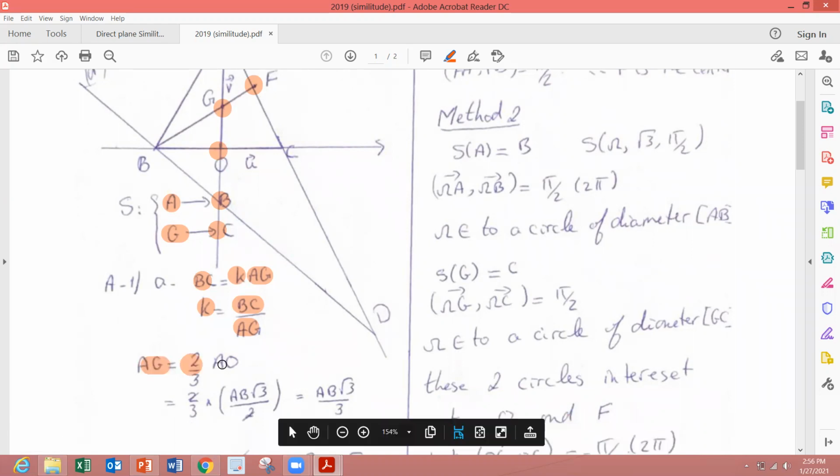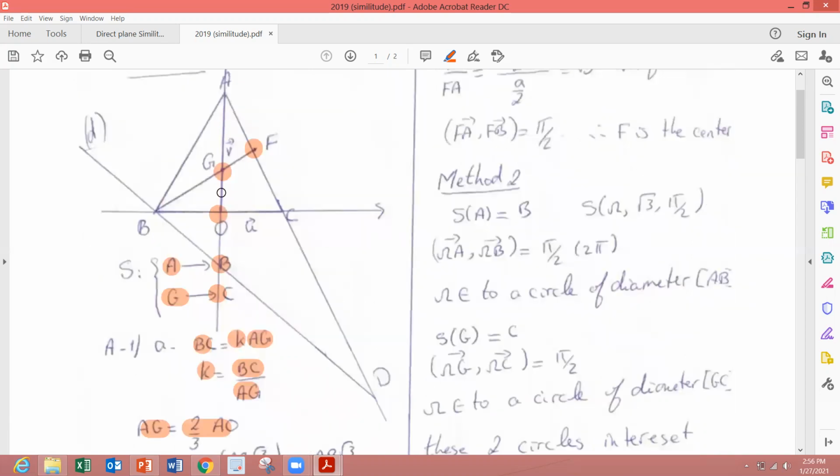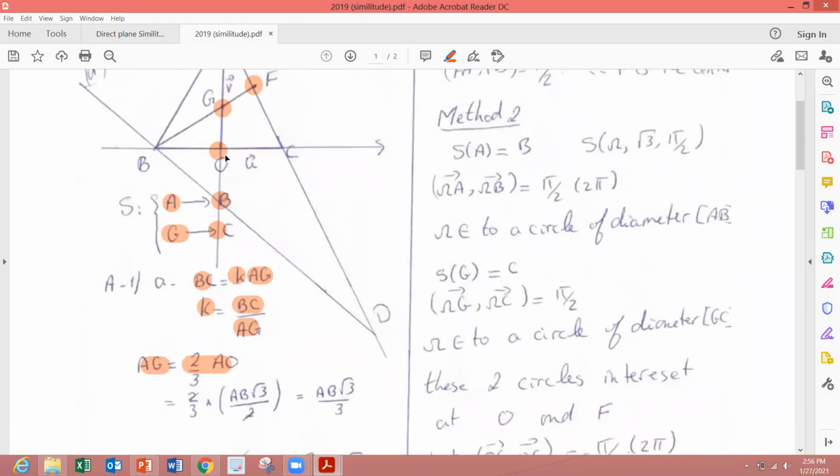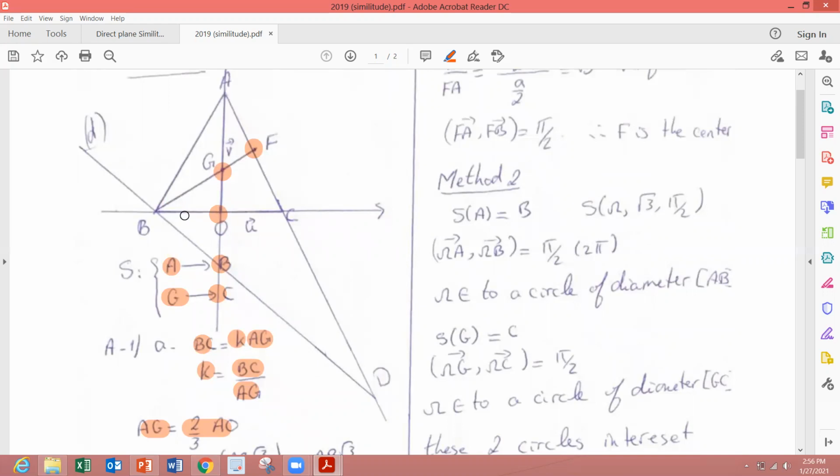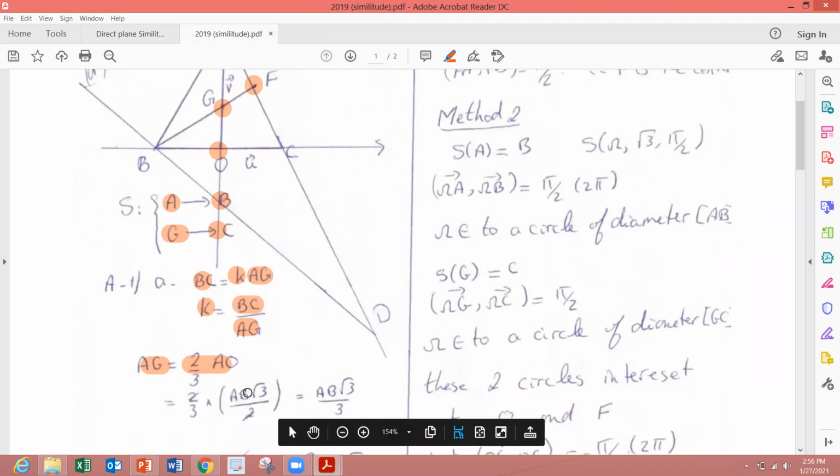We take the midpoint of BC. AG is 2 over 3 AO. Now how to calculate AO? With what triangle are we going to calculate AO? Triangle AOB is semi-equilateral. AO is opposite to 60 degrees, because it is equilateral. The side opposite to 60 degrees equals the hypotenuse times radical 3 over 2, so AO equals AB radical 3 over 2. Okay so far?